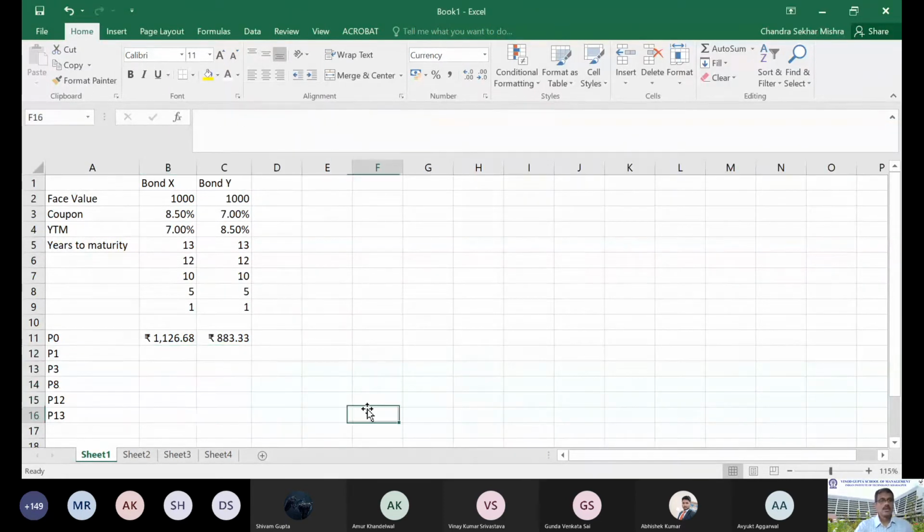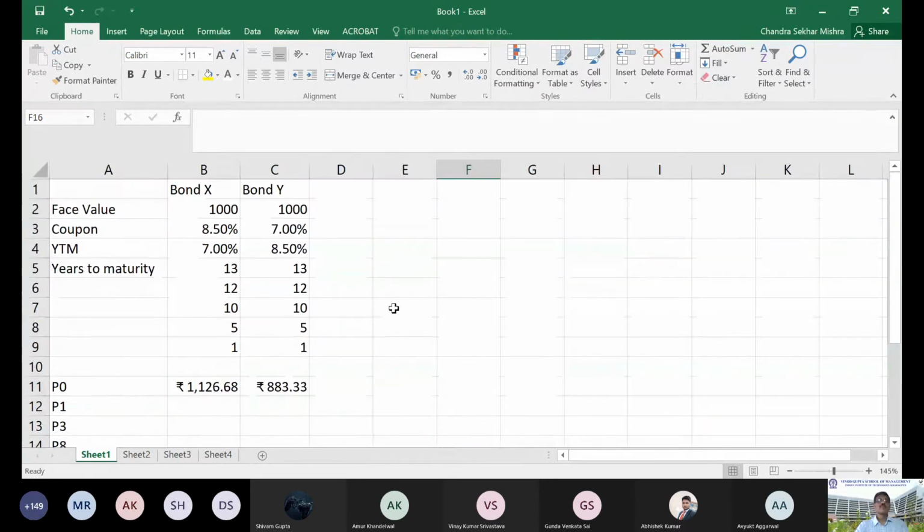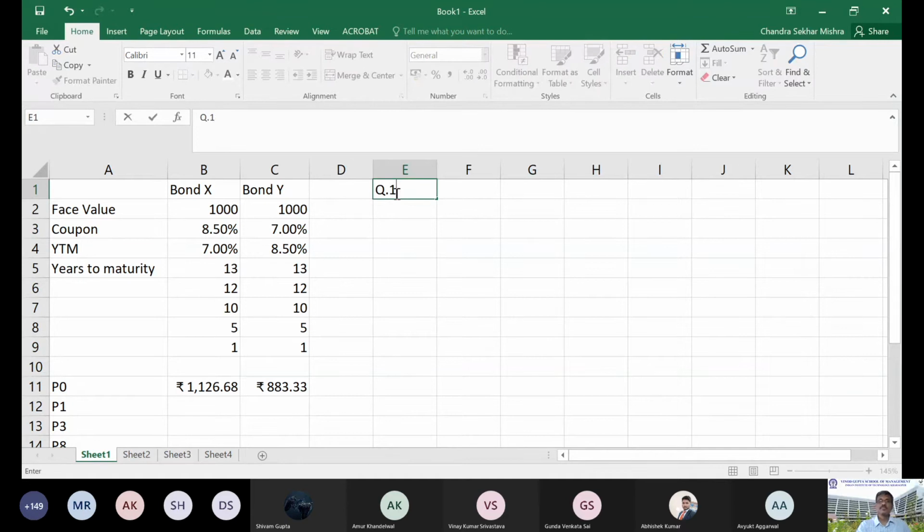So you have two bonds here, bond X and bond Y. Both of them have a face value of 1000 rupees. The coupon on the first bond is 8.5%. This is your question 18. And the YTM is 7% and 8.5%.